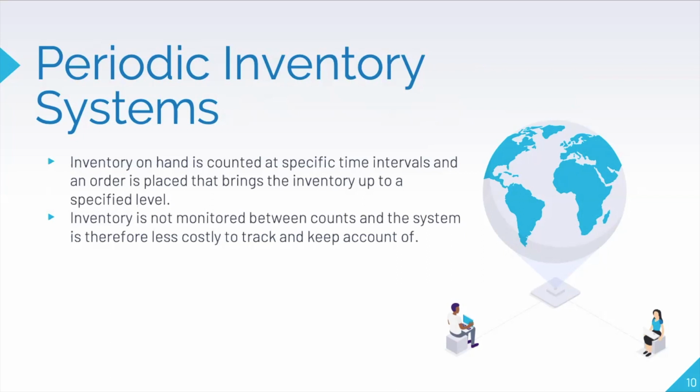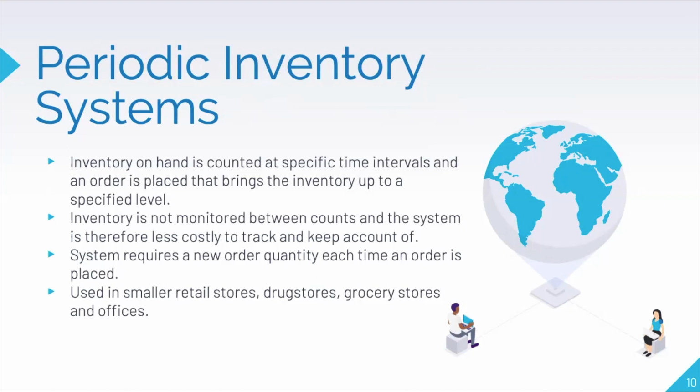and keep account. Tsaka, every time you order, iba-iba yung quantity ng in-order mo, unlike dun sa continuous. The system requires a new order quantity each time an order is placed. So, hindi siya same dun sa economic order quantity na constant siya every time you order. And this is normally used in smaller retail stores, for example, in drugstores, grocery stores, or in offices.